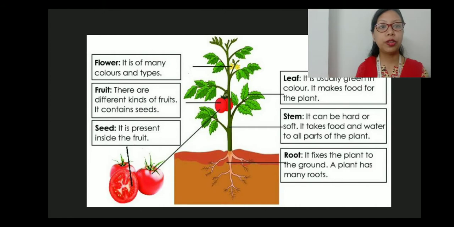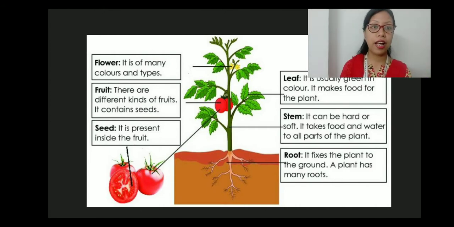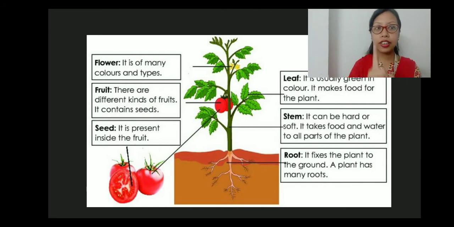Then we come to the root. Root fixes the plant to the ground. A single plant can have many roots. And what does it do? It holds the plant to the ground so that it doesn't fall down. The root holds the soil so that the plant stands strongly.